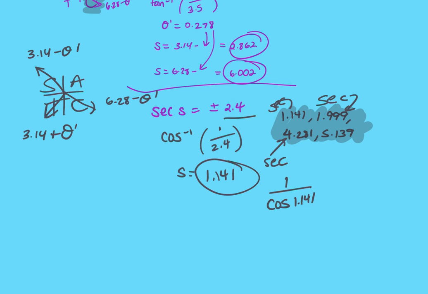1 divided by cosine 5.139, and I get 2.4. So you can check all these to at least see that you're right.